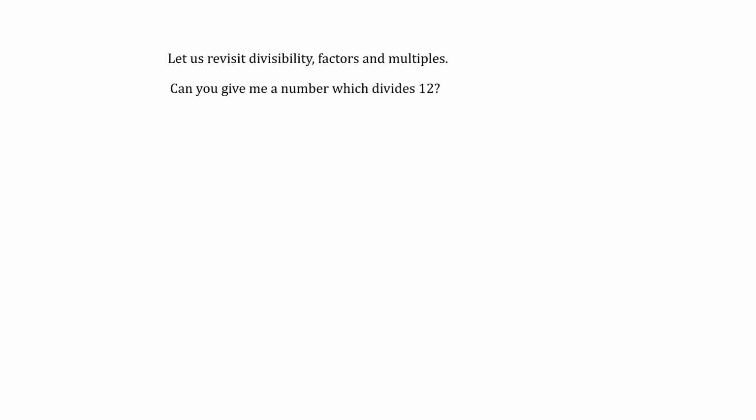Now, before we go into that, let's do a little bit of recall of divisibility, factors, and multiples. Pretty easy, 6th grade stuff, but let's recall once again. Can you give me a number which divides 12, let's say? A number would be 3. 3 is dividing 12. Why do we say that 3 divides 12? Because 3 times 4 is 12, right? 12 happens to be a multiple of 3. So when we say a number divides another number, the other number happens to be a multiple of it. So 3 divides 12 because 12 is a multiple of 3.